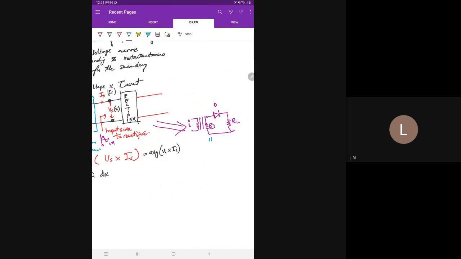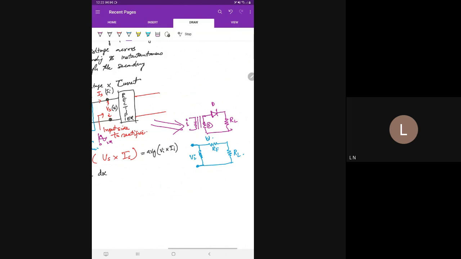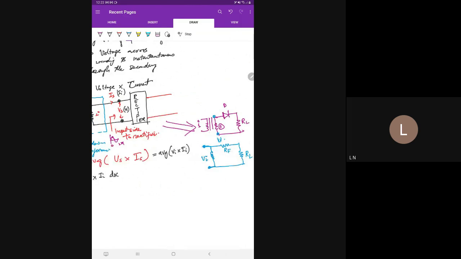Its equivalent circuit would be an inductor. This is the secondary winding. Then instead of the diode, we will replace it by the forward resistance of the diode. Then we have a load resistor here, R of L. Whatever is present between these two points will be the input to the rectifier, because this is your V input. So V input is here between points A and B.